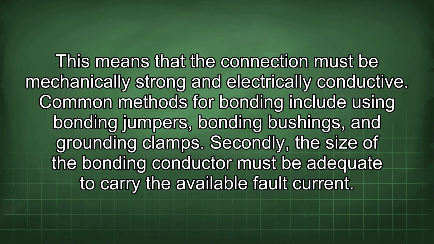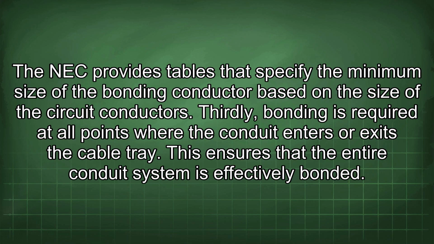Secondly, the size of the bonding conductor must be adequate to carry the available fault current. The NEC provides tables that specify the minimum size of the bonding conductor based on the size of the circuit conductors. Thirdly, bonding is required at all points where the conduit enters or exits the cable tray. This ensures that the entire conduit system is effectively bonded.